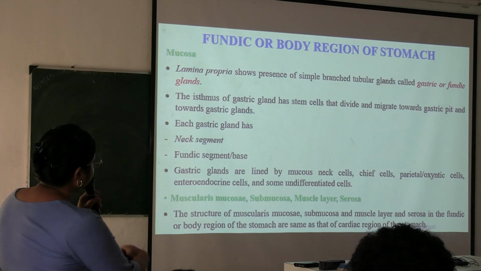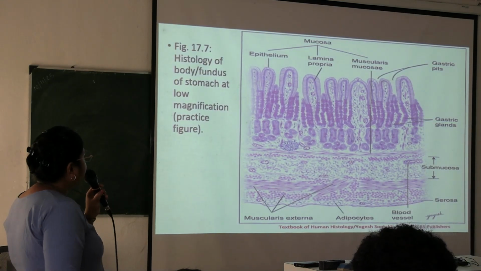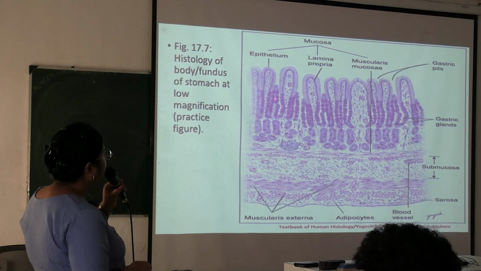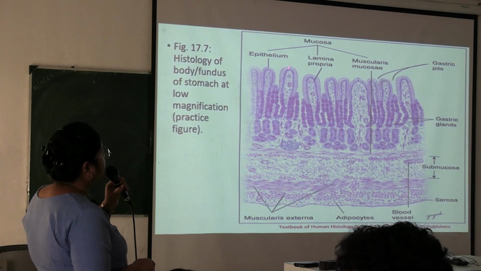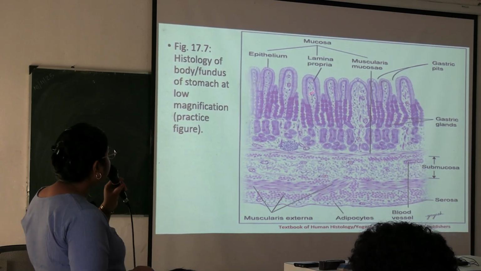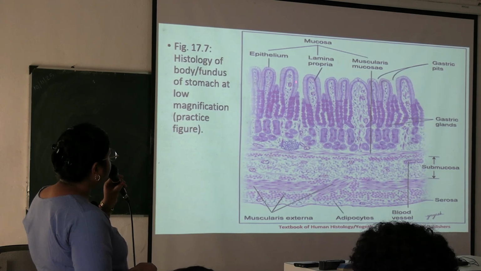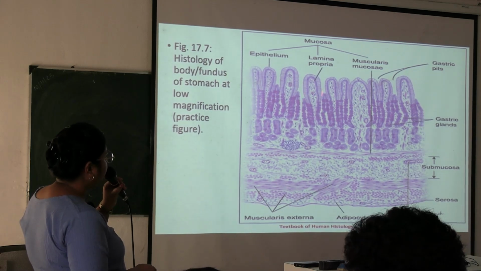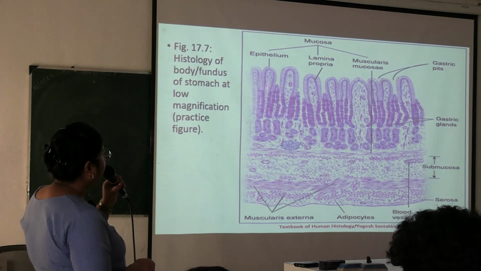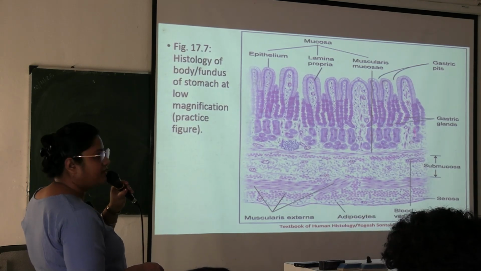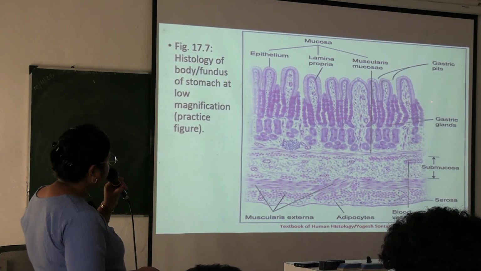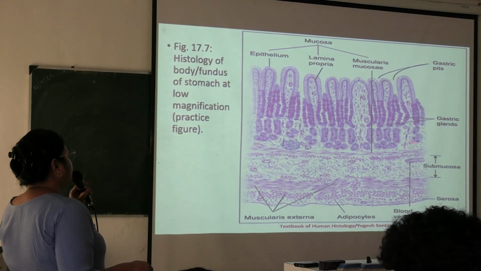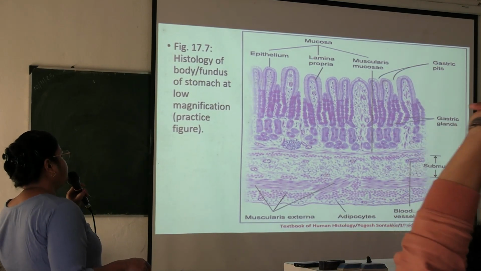Okay. So, like this, you have to draw a diagram. This is the lining epithelium, columnar epithelium with basal nucleus. These violet dots are the nucleus, and these are the gastric glands. Okay, gastric pits, and they are opening into the gastric pits. And these glands are containing different types of cells. These are also sections of glands. Some lymphatic follicle is present.